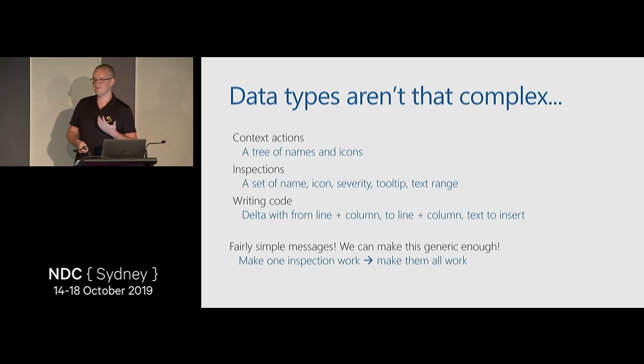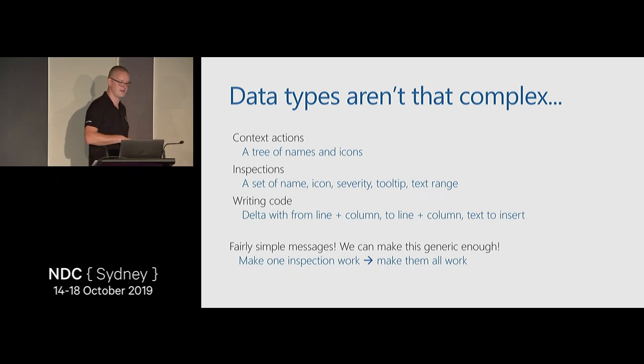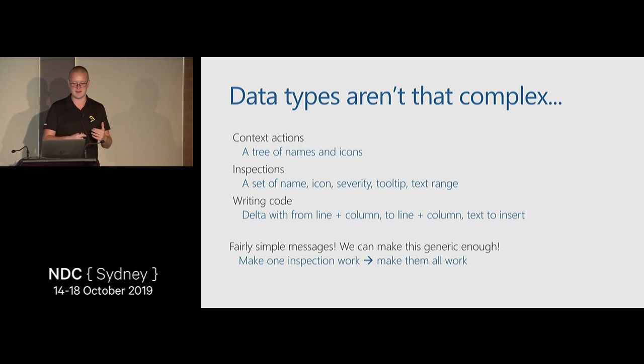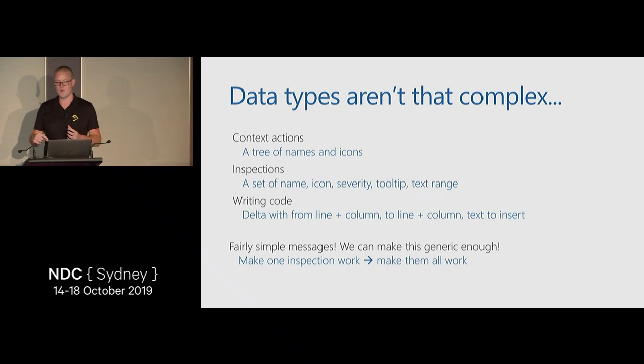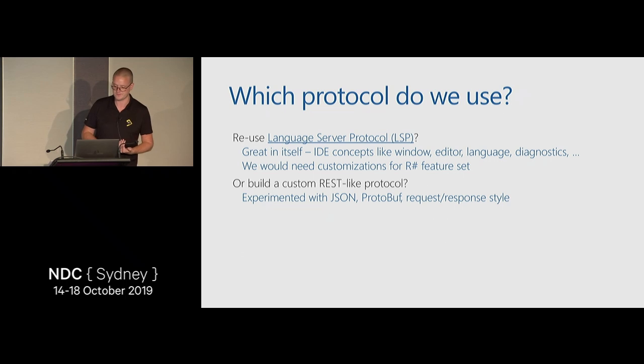So we decided that the data types are not that complex. If we have those context actions as a tree and inspections as a set of names and so on, that's fairly simple. If we can write something abstract enough to just pass around these simple messages, we can have everything work. If we make one inspection work and have some structure that makes an inspection in the IDE work, we can make all of them work, because it's going to be ideally the same abstraction and the same way of passing around that data between the two projects.